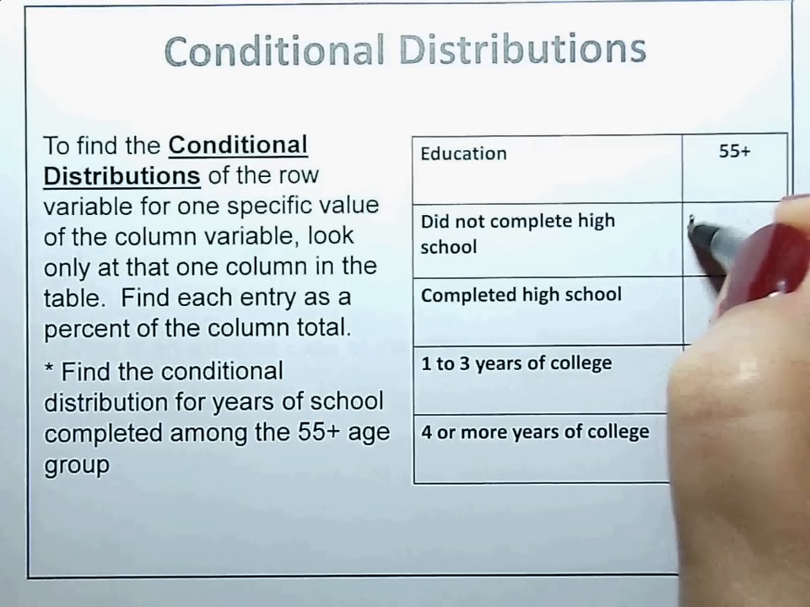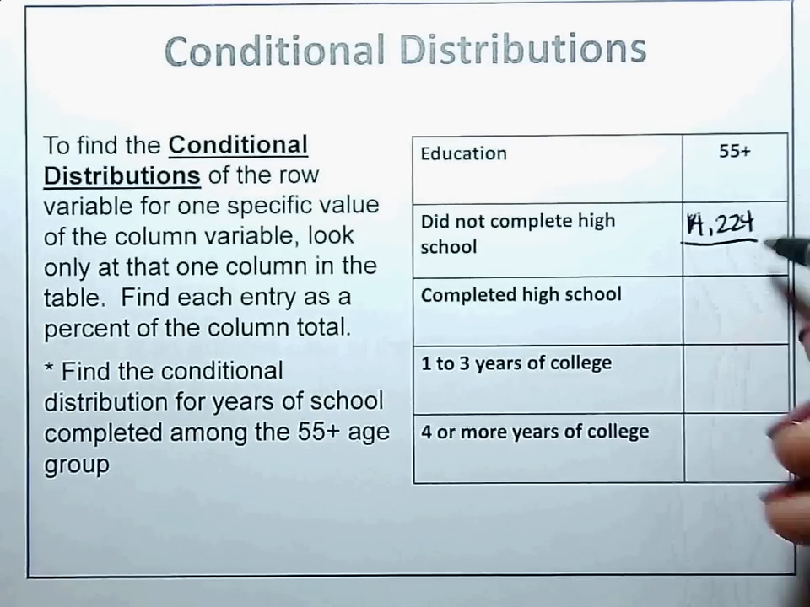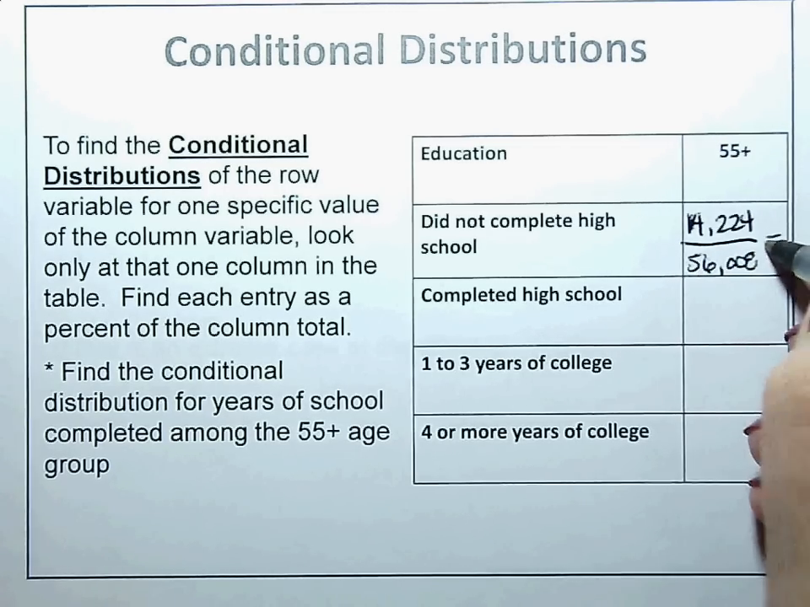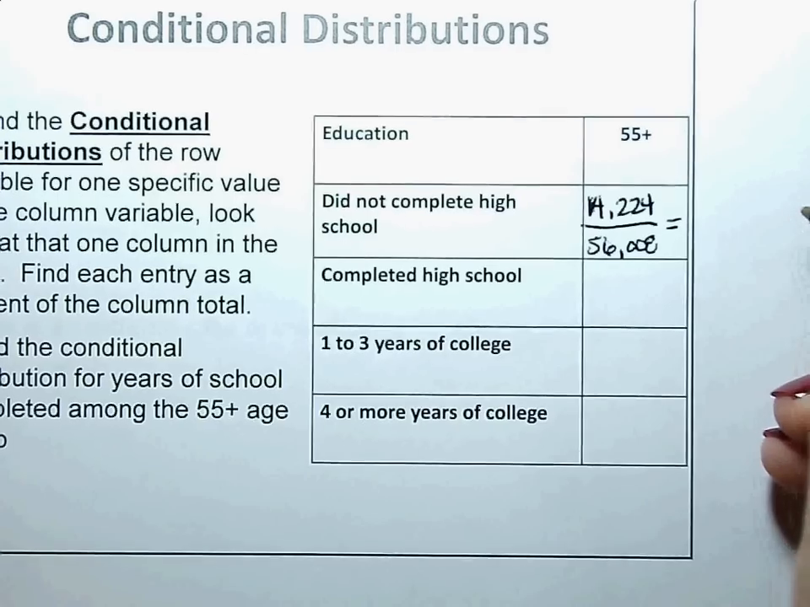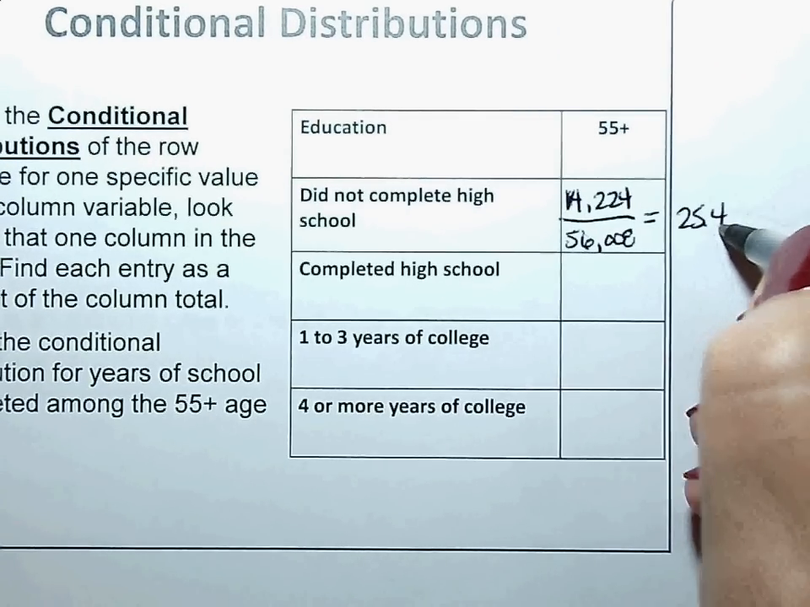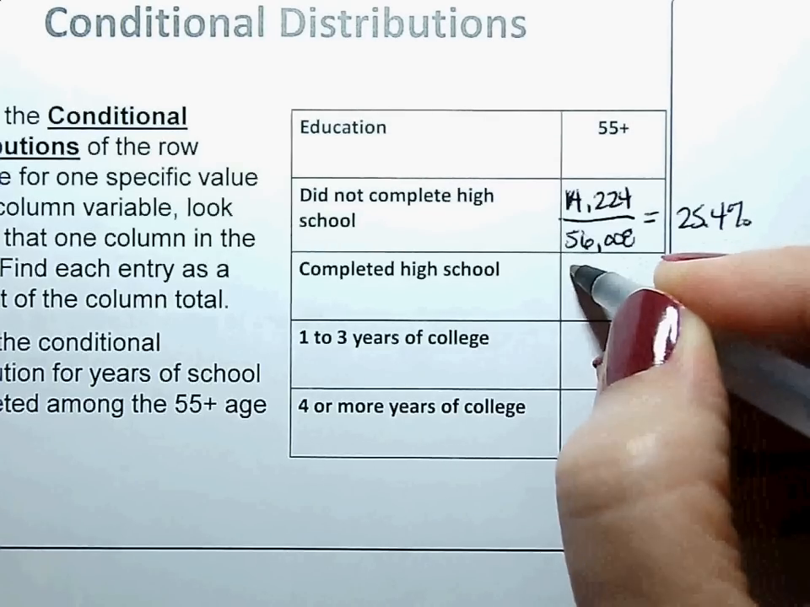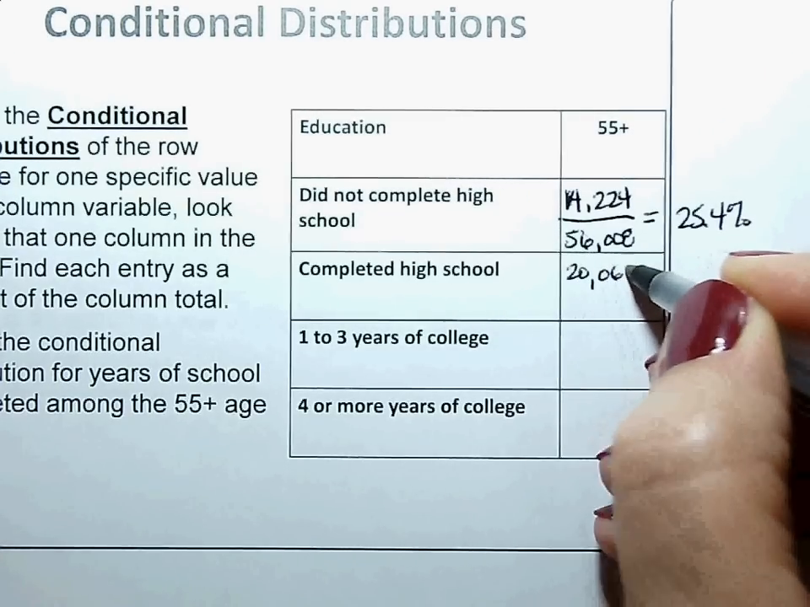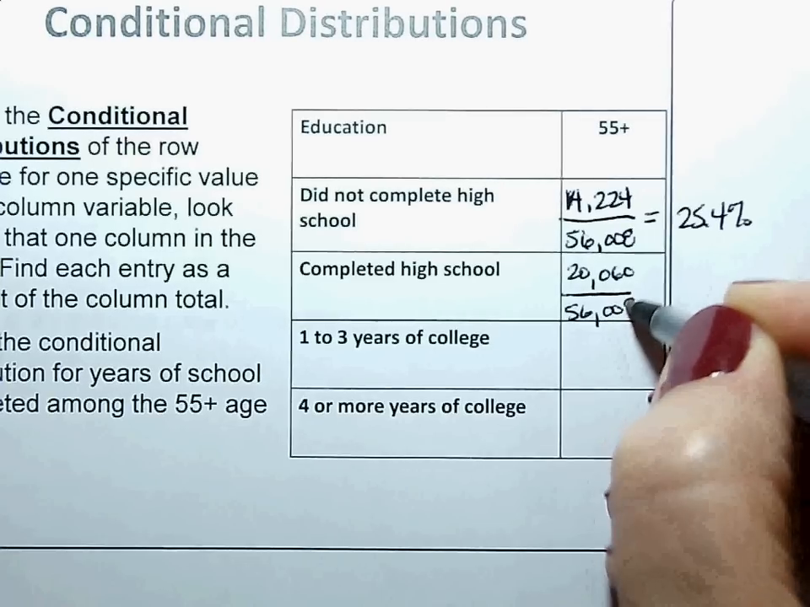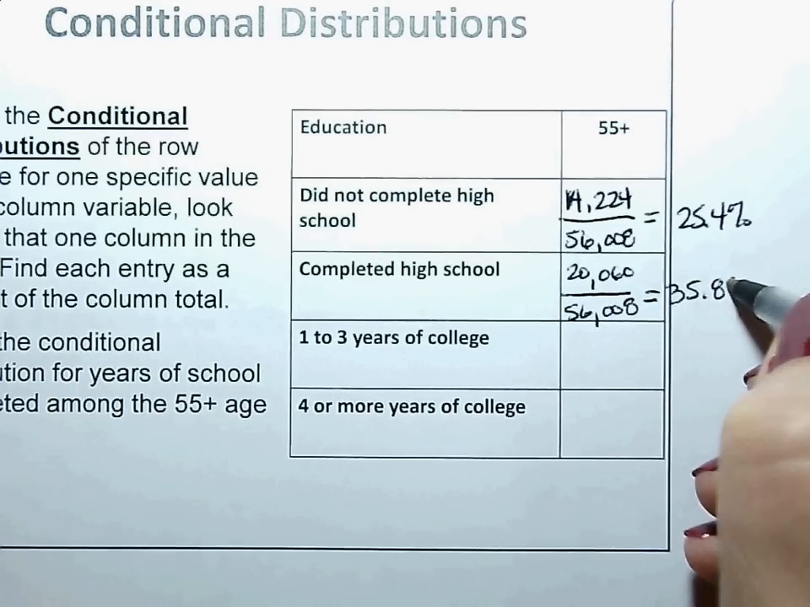I have 14,224 divided by 56,008, which is going to equal, scooch over just a little bit, 25.4%. For the completed high school, 20,060 divided by 56,008, which is going to equal 35.8%.